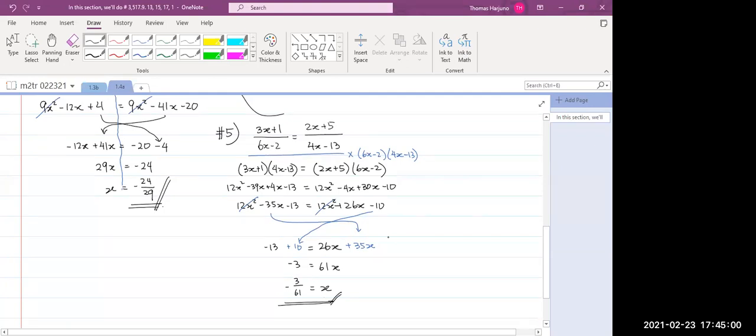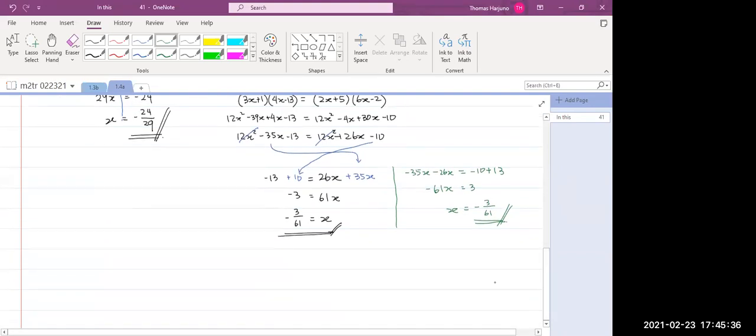Now, some people, including some instructors, prefer to have the x on the left-hand side. And if that's what you prefer, that's fine. So you have negative 35x minus 26x equals negative 10 plus 13. That's also fine. You will get the same answer anyway. Okay, that's for number 5. Number 7.